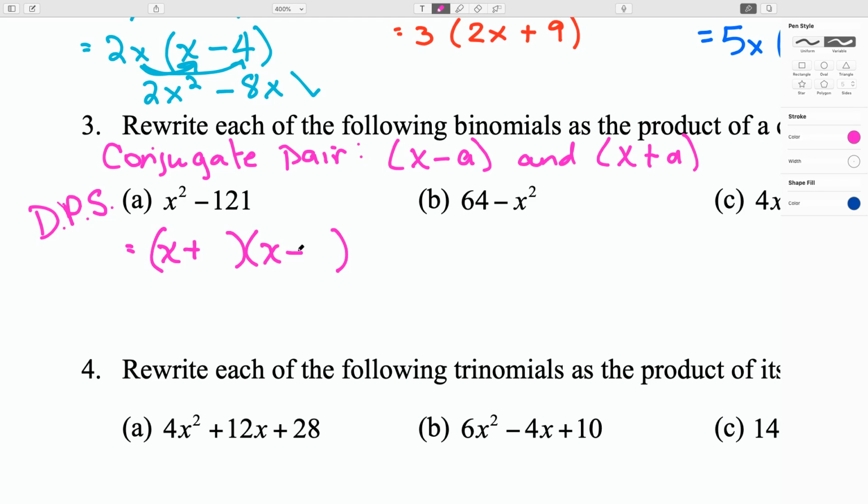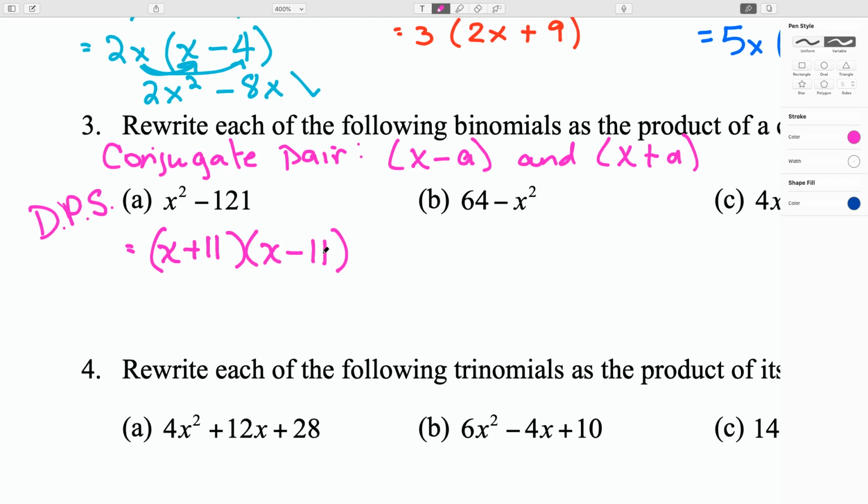Now I'm going to think, how do I get 121? Well, 121 is a perfect square. That means that a number squared gives me 121. What is that number? If you're not sure, grab a calculator and take the square root of 121. You will get 11. So that means an 11 goes here and an 11 goes there. So that is my conjugate pair: x plus 11 times x minus 11.